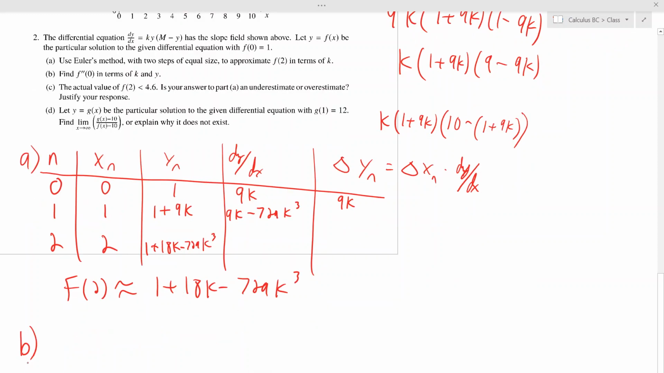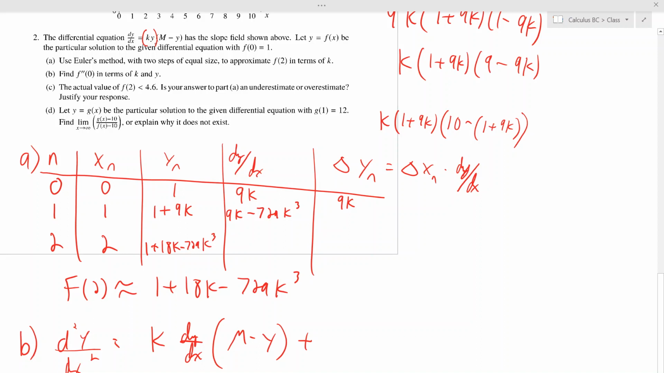Whoa. B. Find the second derivative in terms of k and y. Well, we're just going to derive this, right? So we get d squared y over dx squared. By the product rule, that is k dy/dx times (m minus y) plus... We're doing the product rule because if you look up here, there's a ky and there's an m minus y, so we're multiplying those two things.